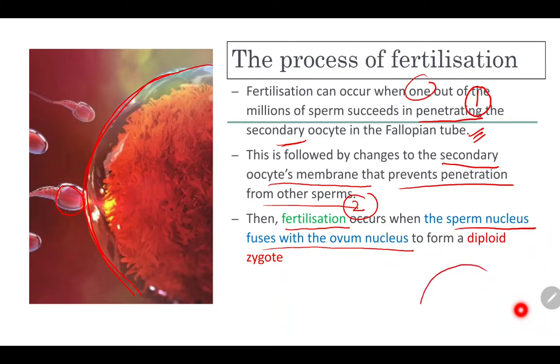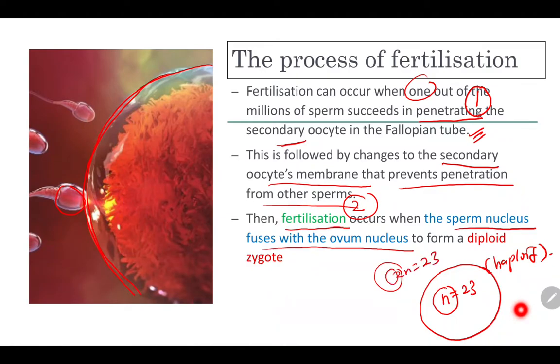Okay, let's say we have a secondary oocyte here. Okay, it has a nucleus. This nucleus carries 23 chromosomes. Okay, haploid. Okay, why haploid? It carries half of the actual number of human chromosomes. Okay, we have a sperm. Okay, the head carries 23 chromosomes as well. And we have another sperm with a nucleus which carries 23 chromosomes as well.